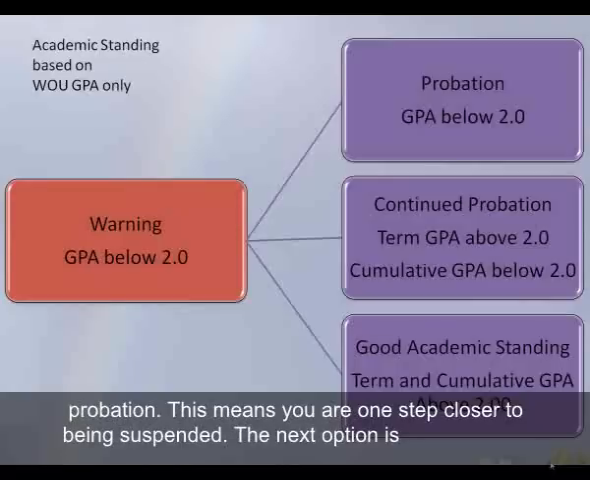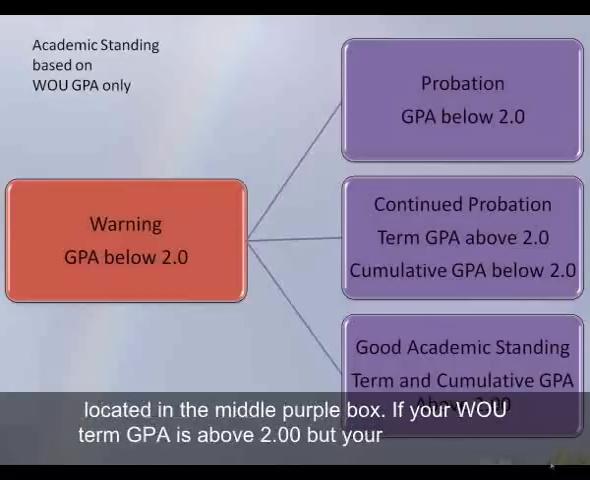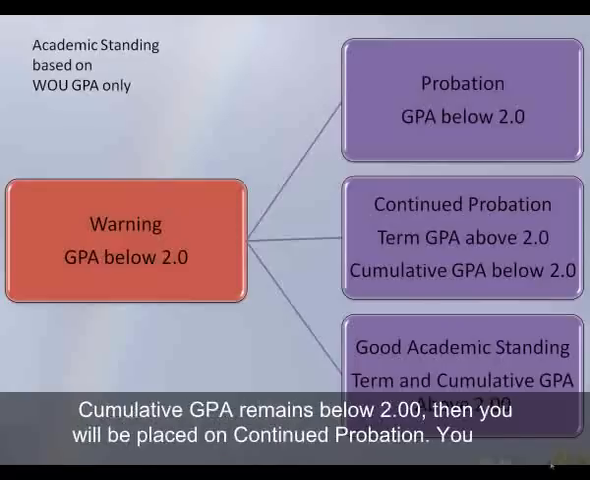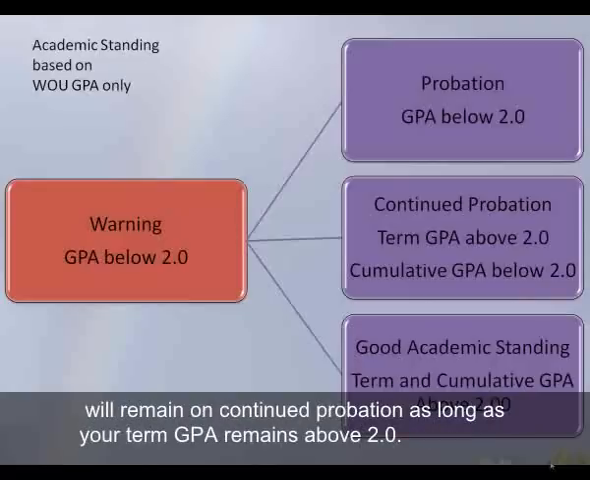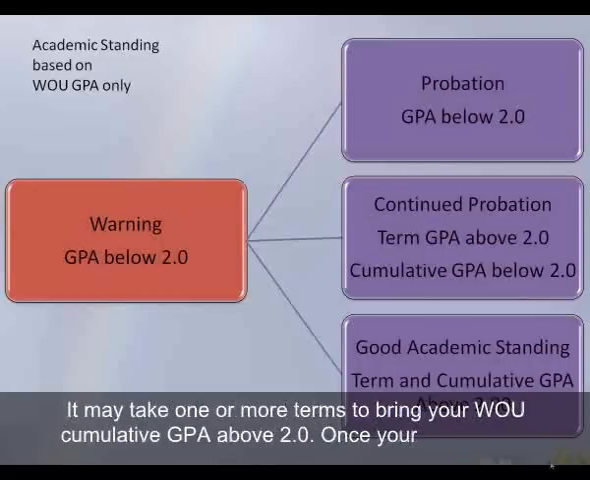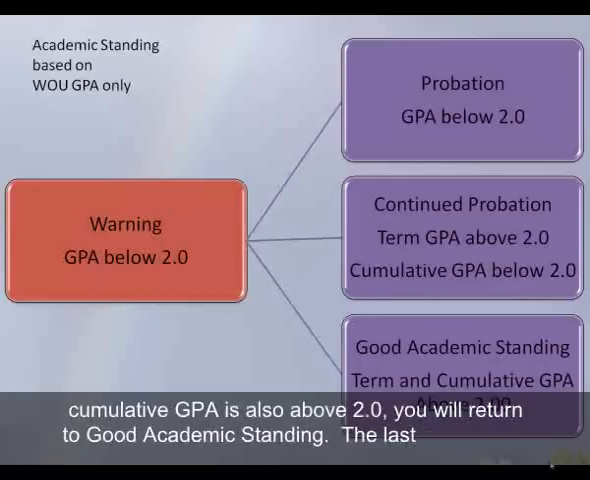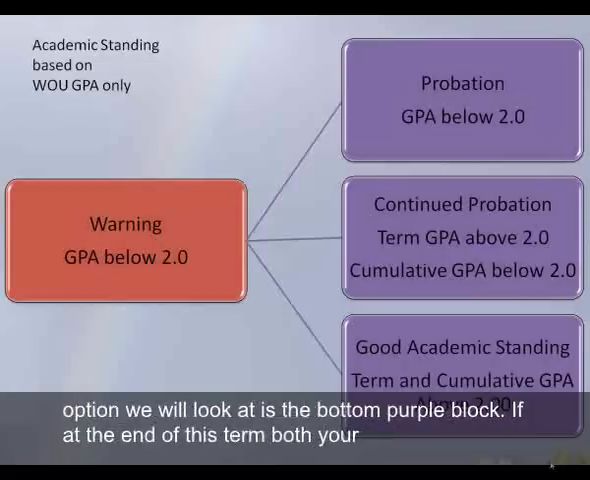The next option is located in the middle purple box. If your WU term GPA is above 2.0, but your cumulative GPA remains below 2.0, then you will be placed on continued probation. You will remain on continued probation as long as your term GPA remains above 2.0. It may take 1 or 2 more terms to bring your WU cumulative GPA above 2.0. Once your cumulative GPA is also above 2.0, you will return to good academic standing.